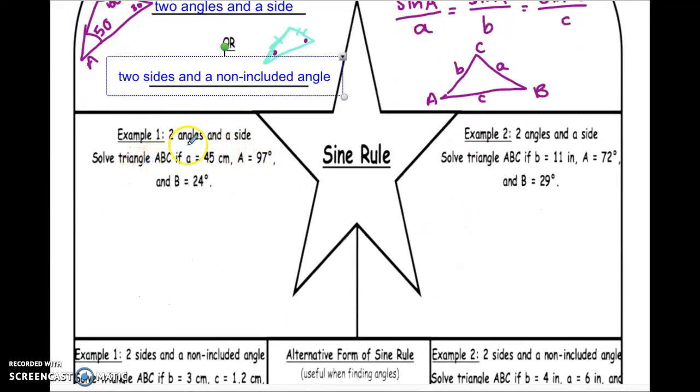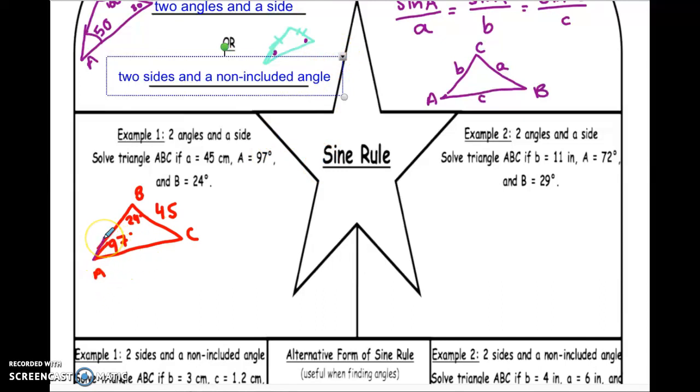Two angles and a side. So triangle ABC, side A is 45. All right, so let's just go ahead and label our triangle ABC. All right, side A is 45, angle A is 97, and angle B is 24. So when it says solve the triangle, that actually means you have to find everything that is missing.